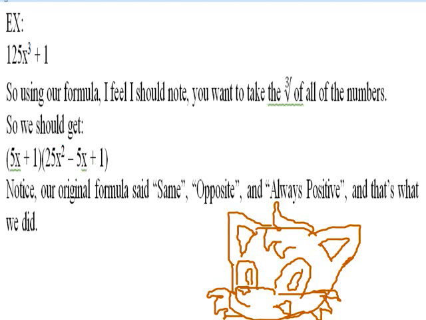Okay, here's our example. 125x cubed plus 1. Using our formula, I should note, you want to take the cube root of all the numbers. I didn't do that at first, but now I'm telling you so you all know. So we should get (5x + 1)(25x squared - 5x + 1). Notice your original formula said same, opposite, and always positive, and that's exactly what we did here. And look, a little doodle of Tails' head. Very creepy looking. I should stop drawing with my mouse.